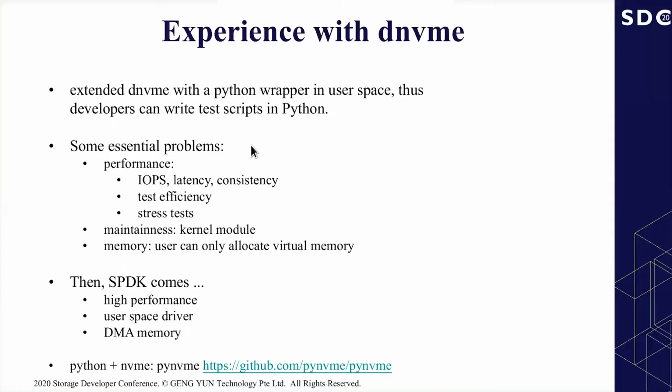However, we soon found some essential problems. The first is performance. dnvme has no special considerations on performance. It only focuses on function tests. So we cannot use it on performance tests, and we also cannot implement stress tests on dnvme. We had to resort to other QA test tools in our projects, like FIO. Furthermore, the overall efficiency of dnvme tests is not good.